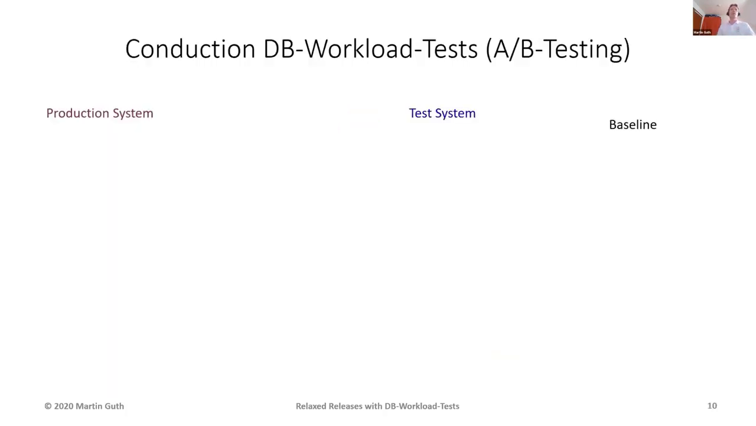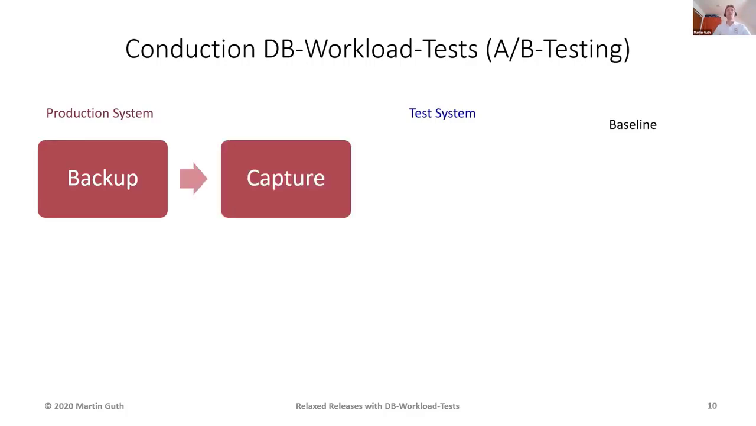So how would we go about conducting such a database workload test, also called an A/B test? First of all, we've got our production system, typically in an OLTP environment such as an ERP system, constantly running a workload, changing something every second. So first of all, we would like to take a backup to have a consistent starting point for our replay, which we would do later. Then next we capture the workload running, immediately after the backup.